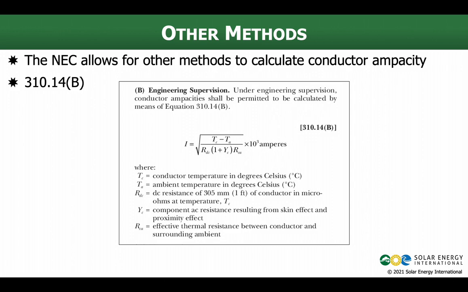Here's a look at the calculation that can be done under engineering supervision. We're not going there. This is beyond the scope of the class, but do keep in mind that, especially on larger systems, engineering dollars can pay off in terms of cost savings. We want to engineer the system to be safe and effective, and there's opportunities to save there on things like breaker size, wire size, conduit size, things that can really add up as we have larger and larger systems.